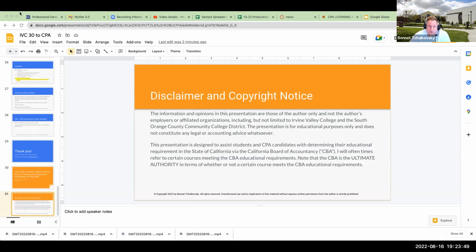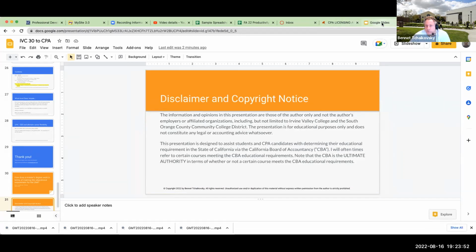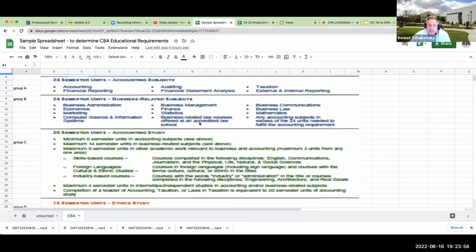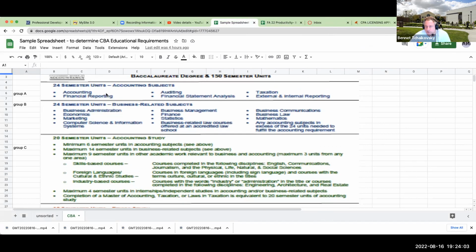And I actually didn't know the answer, and I went through and did a little bit of digging. If you look at the initial part up here, you've got 24 semester units of accounting subjects, 24 semester units of business related subjects, and then lastly, 20 semester units of accounting study. Now, in this language of accounting study on their tip sheet, it says completion of a Master of Accounting, Taxation, or Laws and Taxation is equivalent to 20 semester units of accounting study.